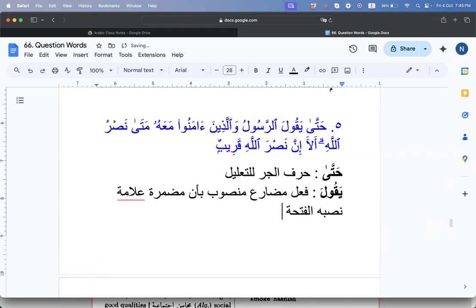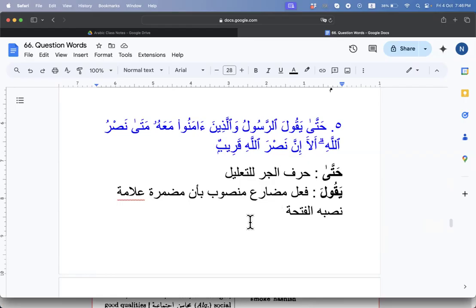You have already taught this to us, so we can use the i'rab. Are you talking about the an mudmara or the alamat nasb? No, an mudmara, you have taught it. Yes, correct, implied masdar. And then of course, what's the fa'il of yaqul?